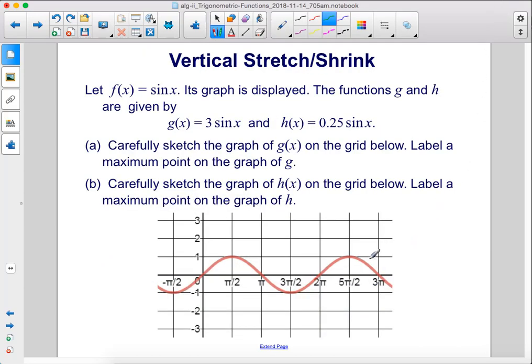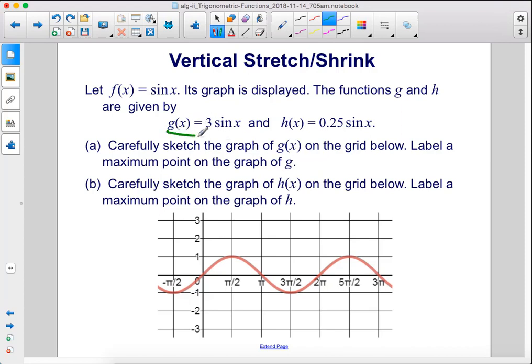Let f of x equal sine x. Its graph is displayed. The functions g and h are given by g of x equals 3 times sine x and h of x equals 0.25 times sine x. A. Carefully sketch the graph of g of x on the grid below, label a maximum point on the graph of g, and B. Carefully sketch the graph of h of x on the grid below, label a maximum point on the graph of h.